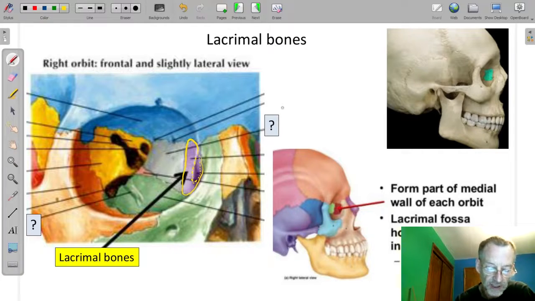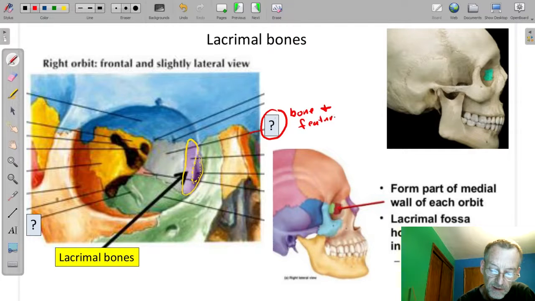And then I have some questions again for review. So just follow the leader line. What's the bone and the feature? So it's the orbital plate of some bone. And then the other one, what is this feature? And I'm not talking about this, which I'm drawing in red. I'm not talking about that or the opening, but I'm talking about this part.